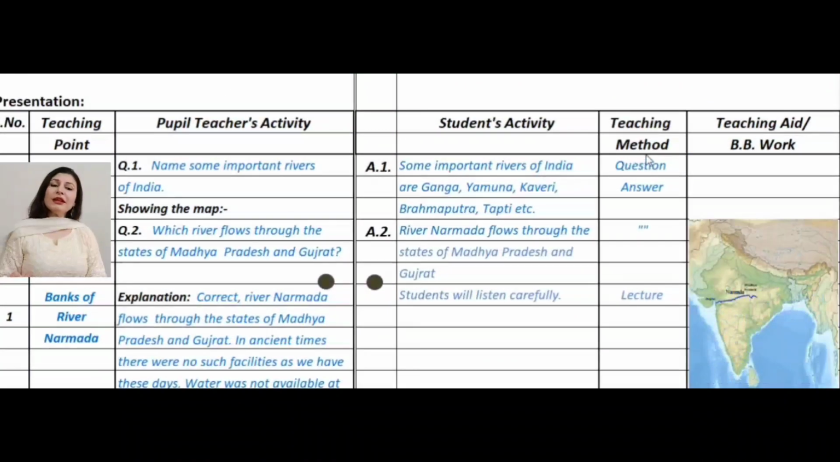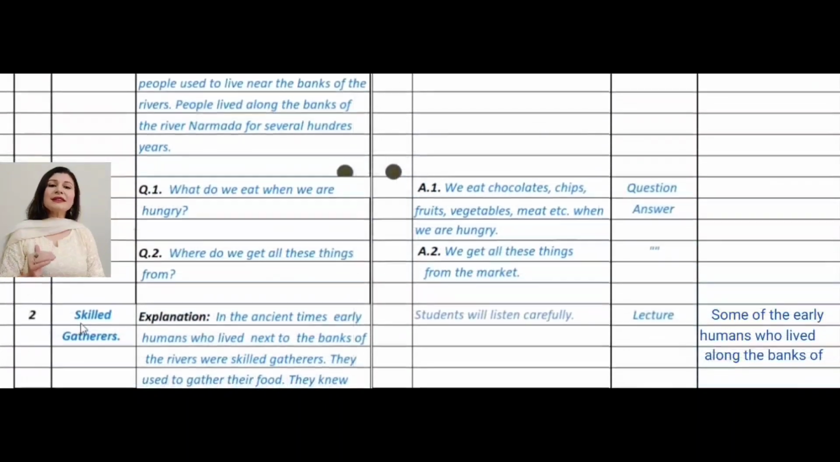Then in the teaching method column, in front of the questions and answers, we'll write question answer method, and in front of the explanation, we'll write lecture method. And in the teaching aid/blackboard work column, we'll paste the miniature of the map. Then the next teaching point is skill gatherers. Before teaching this point, we'll again ask 2 questions from the previous knowledge or general knowledge of the student.